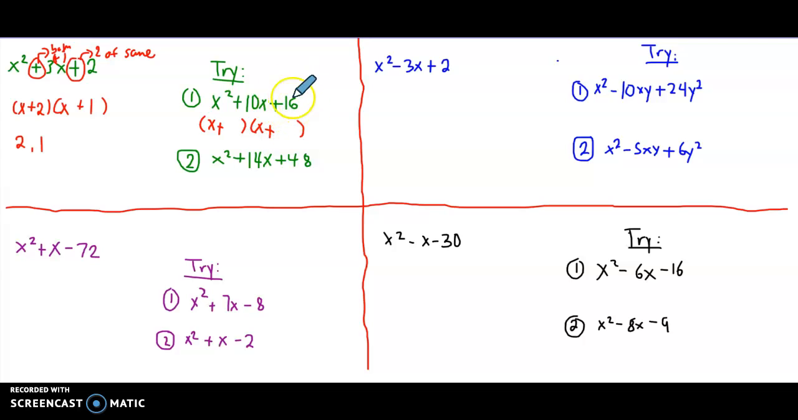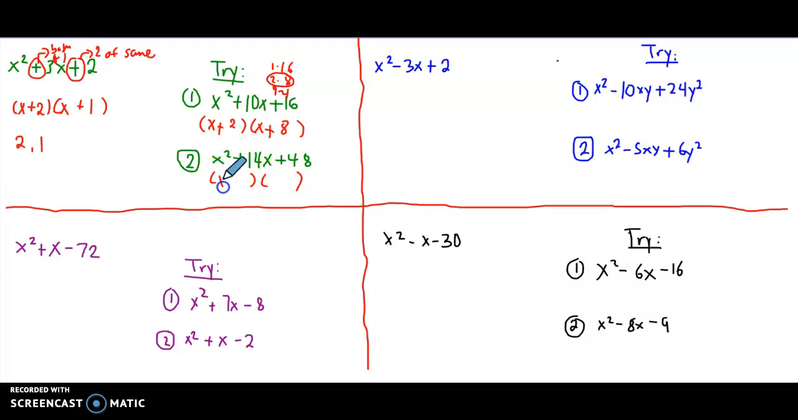I need product to be 16. How can I get 16? It's either 1 times 16 or 2 times 8 or 4 times 4. Which of those combinations will give me a sum of 10? 1 plus 16 is not 10. 2 plus 8 is 10. That's what I want. They're both positive, so it doesn't matter which one I put first. Again, you can check by doing FOIL to make sure that you are correct.